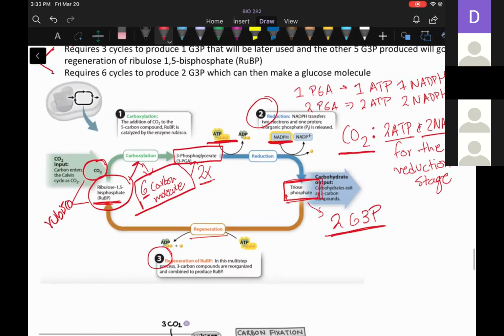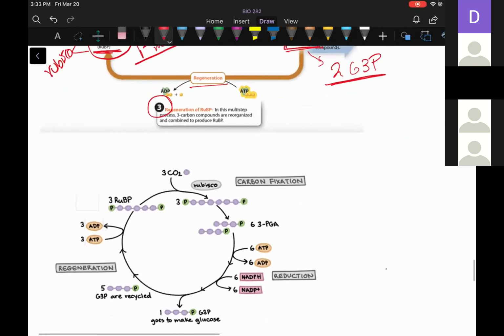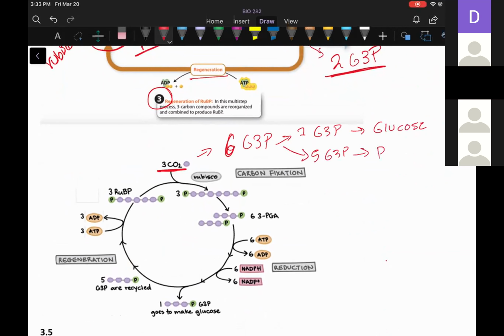And if we look at this diagram here, if we start off with 3 carbon dioxide, we're going to ultimately make 6 G3P molecules. And one of them is going to go into making glucose, and the other 5 are going to go into regeneration.